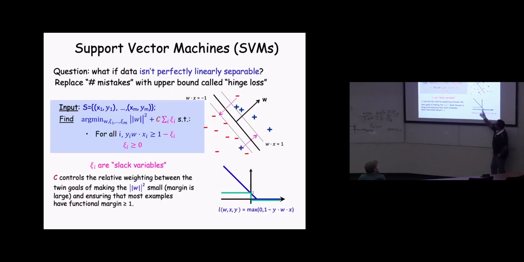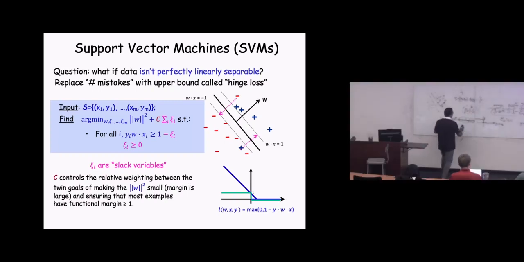So instead of this 0-1 loss function, with those slack variables, we are replacing this loss function with this. And what is this loss function? Our loss function now is max of 0, comma, 1 minus yi w xi.